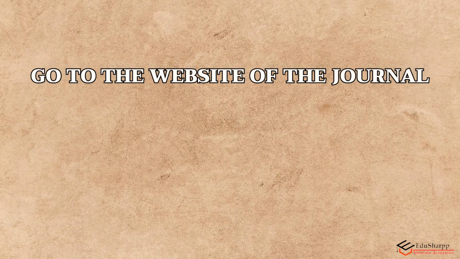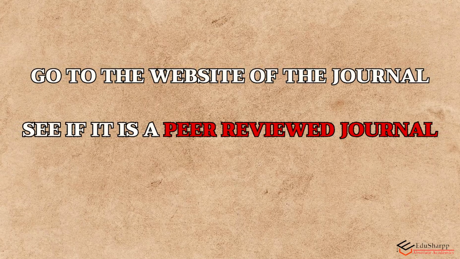If the journal itself is a peer-reviewed journal, it means all the articles that are being published in that journal are also peer-reviewed journal articles. For this, you can simply go to the website of the journal and see if that journal is peer-reviewed or not. You need to search this information on the website, and if they are saying that they are peer-reviewed, it means all the articles that are being published in that journal are also peer-reviewed.